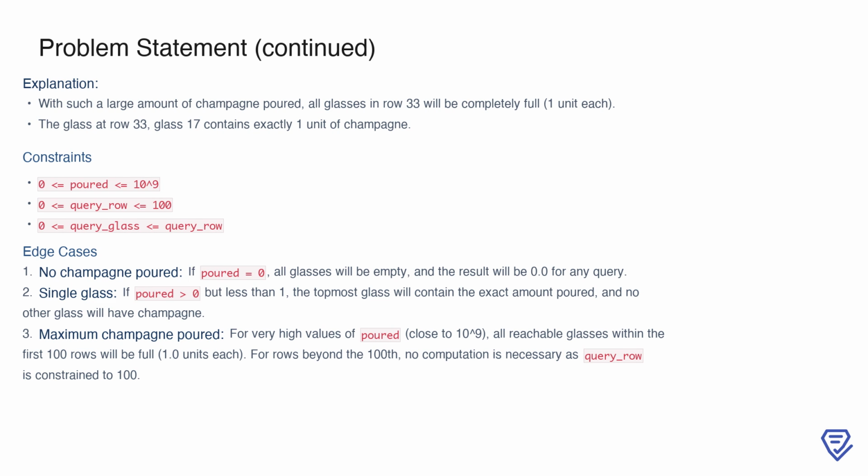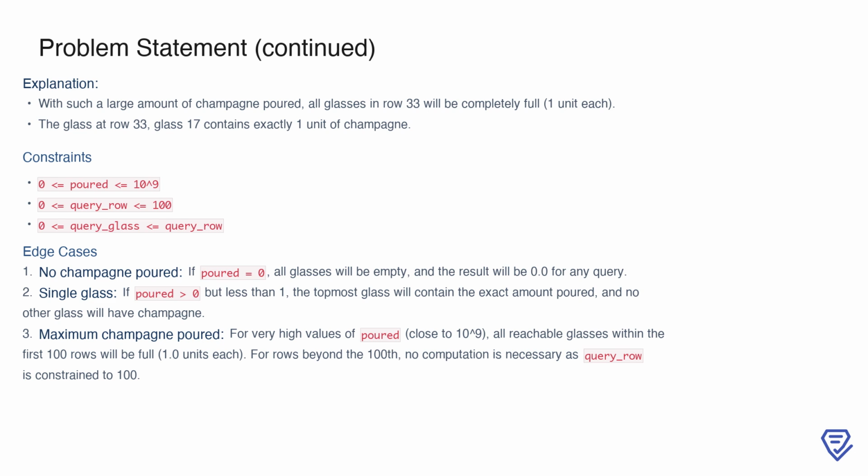In the final example, we pour a very large amount of champagne, specifically 100,009 units. With such a large volume, all glasses in the first 33 rows will be completely filled, each holding exactly 1 unit of champagne. This includes the glass at row 33, position 17, which will also be full. As a result, the output is 1.0.